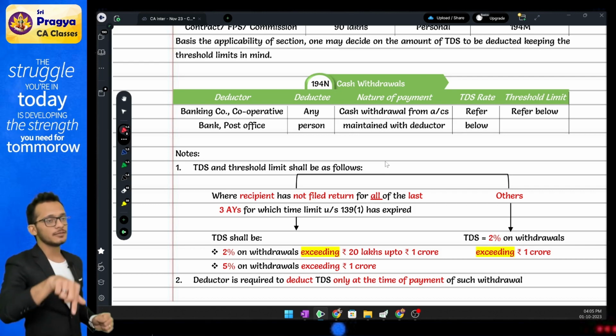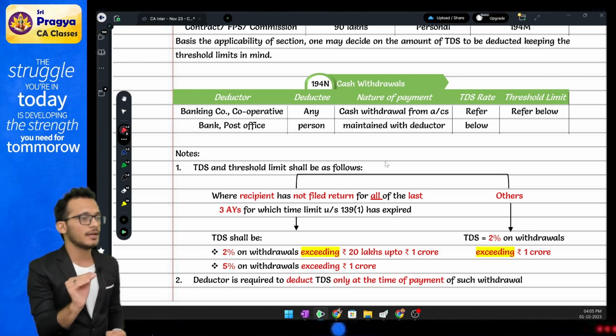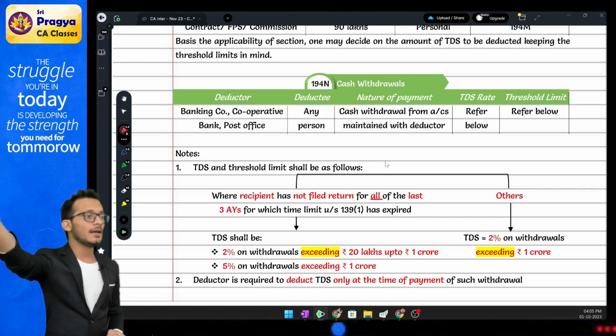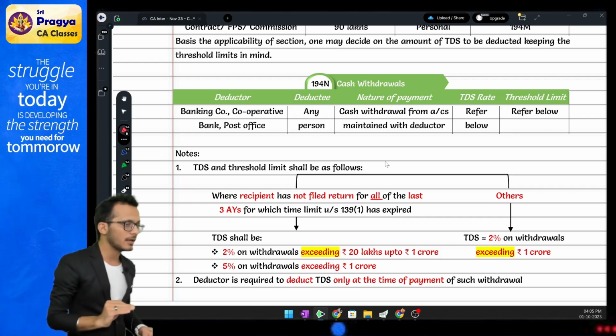Yes. Now this TDS which is being deposited for you is not an income for you. You can use this TDS for claiming against your other taxes.